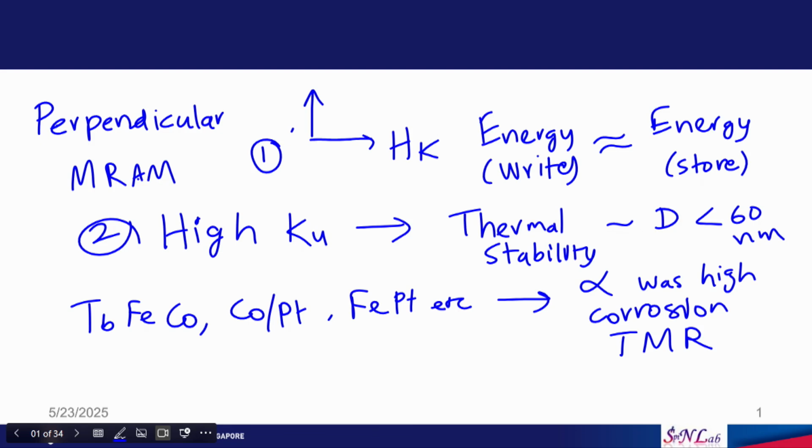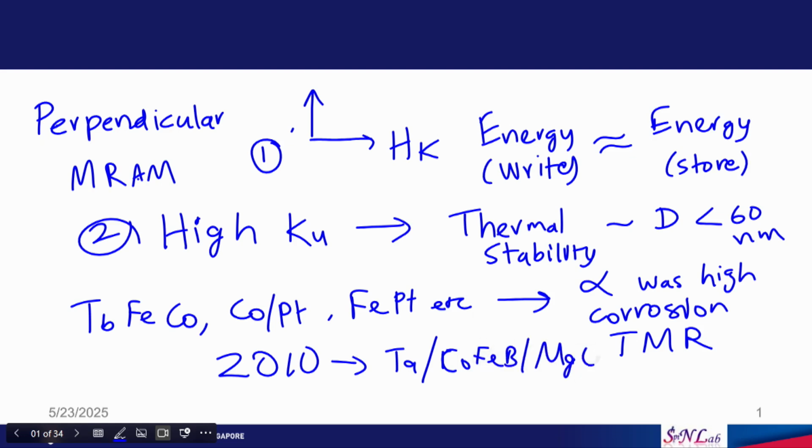So, for a long time people did not know how to achieve perpendicular MRAM until 2010, when the group of Tohoku University came up with this structure: tantalum, cobalt iron boron, magnesium oxide, where if you make the cobalt iron boron very thin, for example around 1 nanometer, you can achieve perpendicular MRAM.